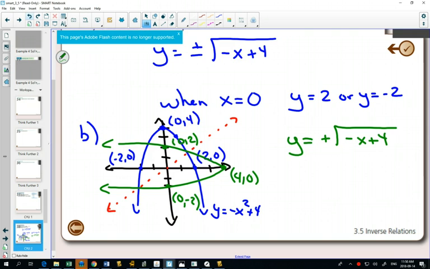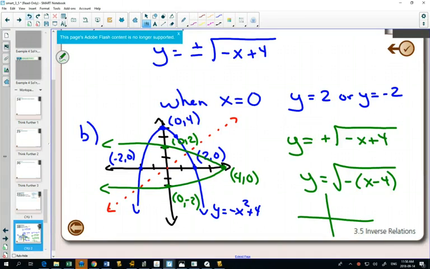Special note. What do we have to do if we actually want to do this? We would have to write it in factored form. It actually moves it 4 to the right. Here's my square root graph, flipped over, moved 4 to the right. Can you see that that matches up with the top part?